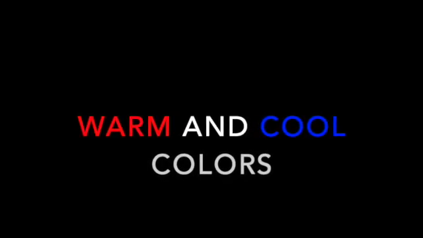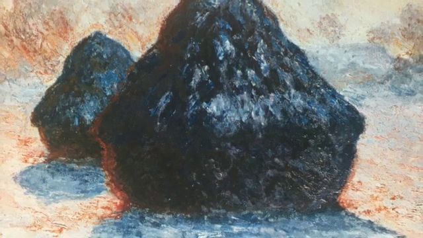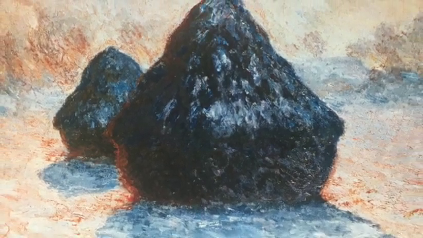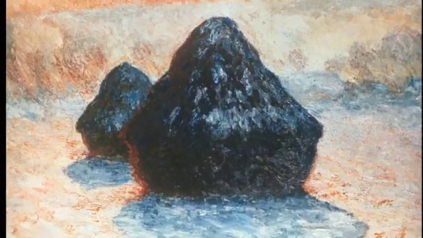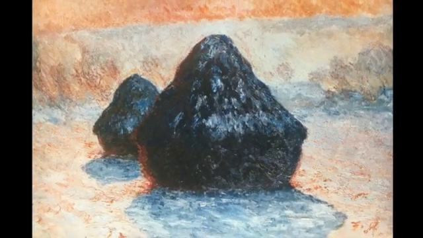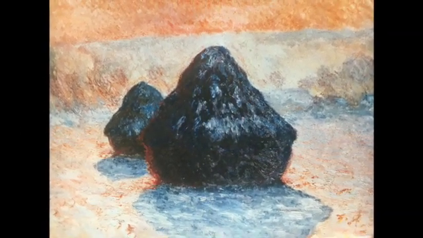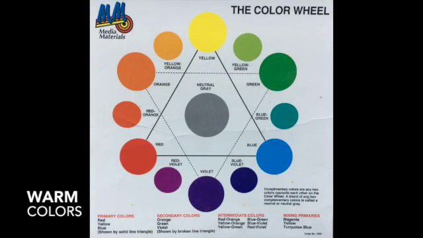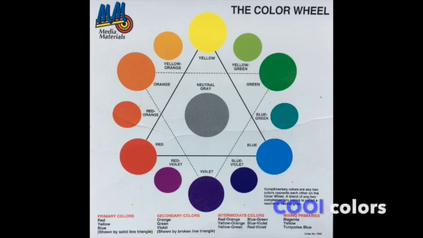Warm and cool colors. Now let's talk about warm and cool colors and how artists use them in their work. Here is another color wheel. On half of the color wheel to the left are warm colors: yellow, orange, and red. The half to the right are cool colors: green, blue, and purple.